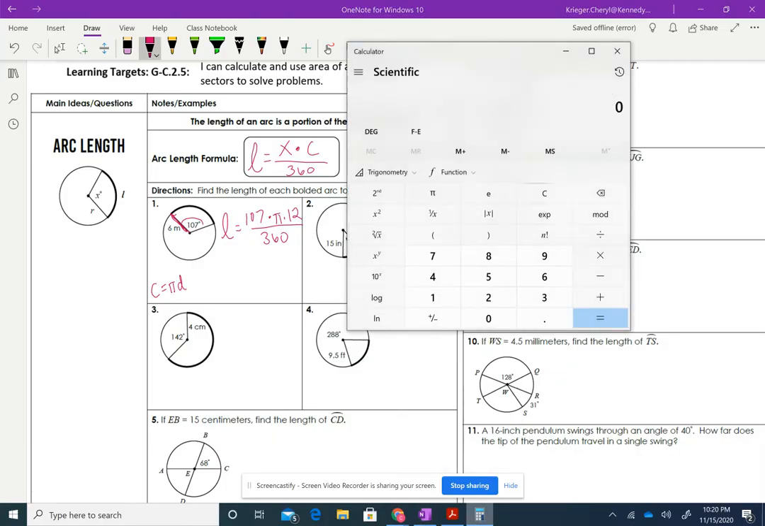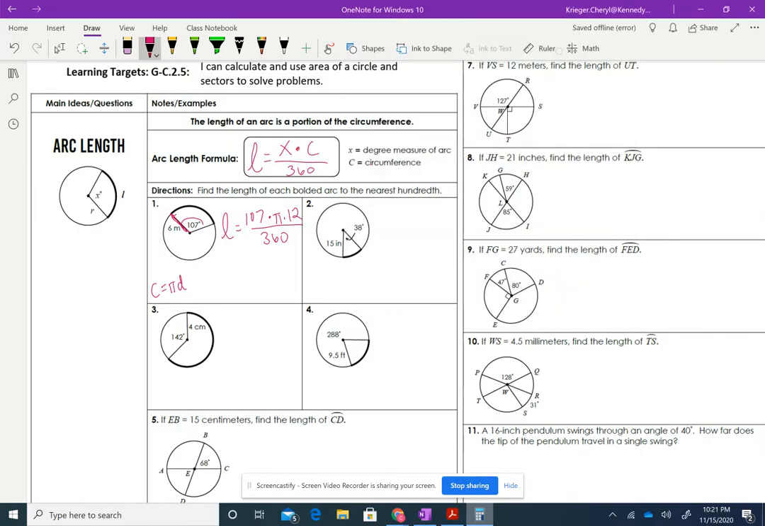Okay, so we have x times c divided by 360. So I'll plug that into the calculator. 107 times pi times 12, all divided by 360. So 11.205, and we're rounding to the hundredths place, so that's going to be 11.21. Arc length is 11.21, and my units are meters.